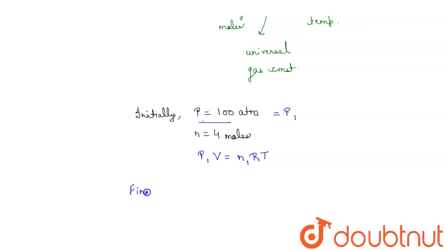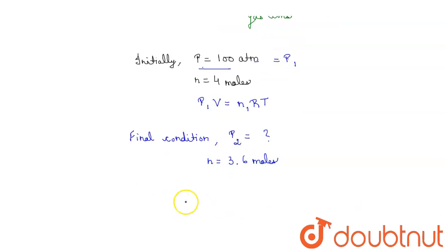Now coming to the final condition. At the final condition we have to find out the pressure, that is P2, and the number of moles we have is 3.6 moles. Right? So now the equation will be P2V equals N2RT. This is N2 and this is N1, right? And this is equation 1 and this is equation 2.